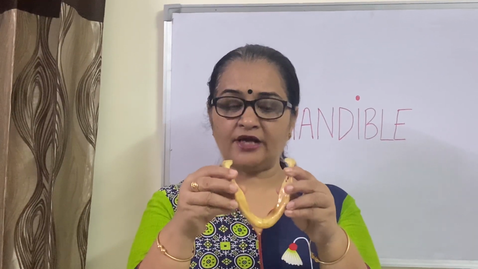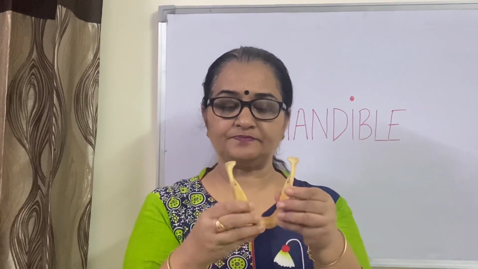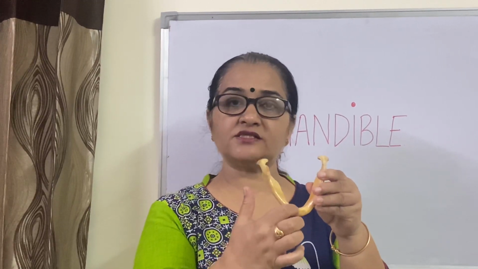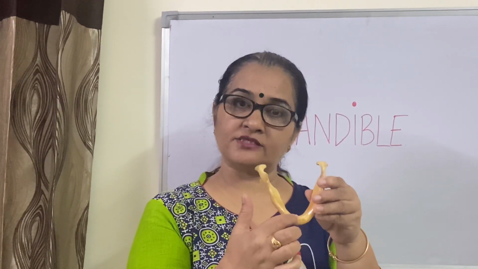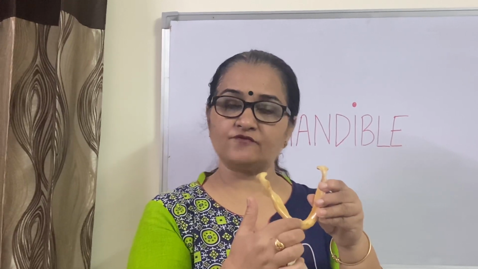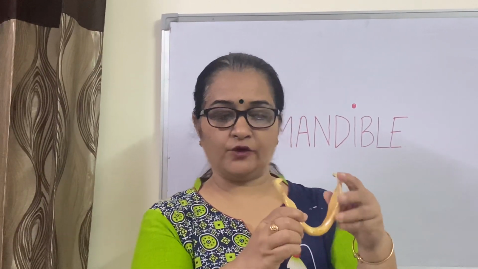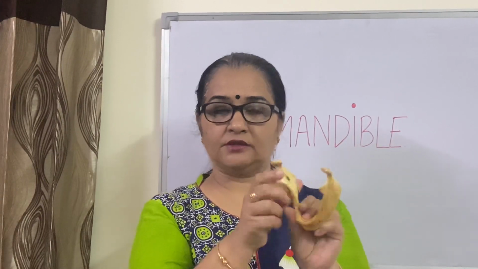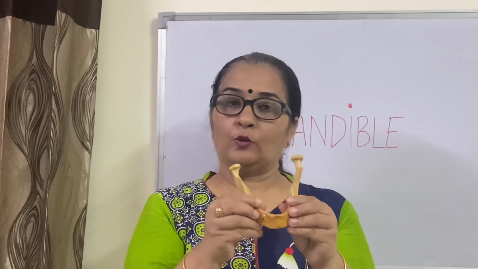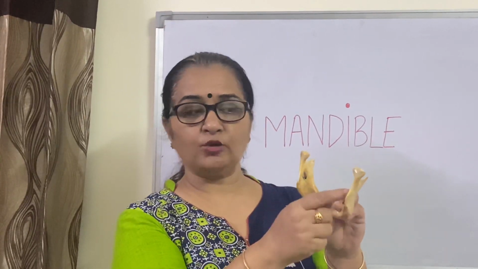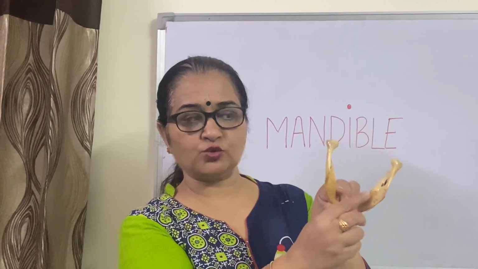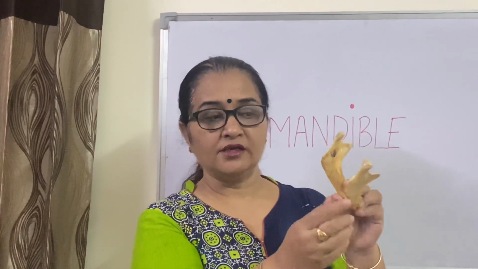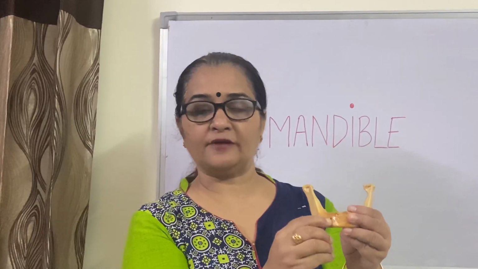Now if we see the mandible from the inferior side, you can see two fossae present. Each is known as the digastric fossa. Now this digastric fossa gives attachment to the anterior belly of the digastric. So this is all about the structure of the mandible. One important thing is that this mandibular foramen passes through the ramus, and the other end of this mandibular canal is the mental foramen.